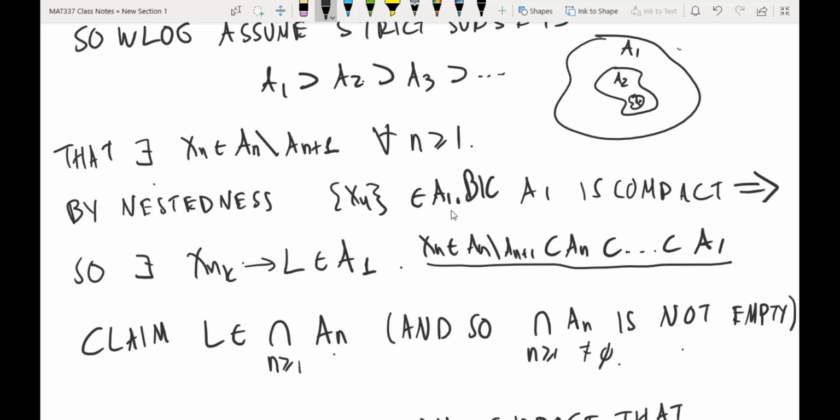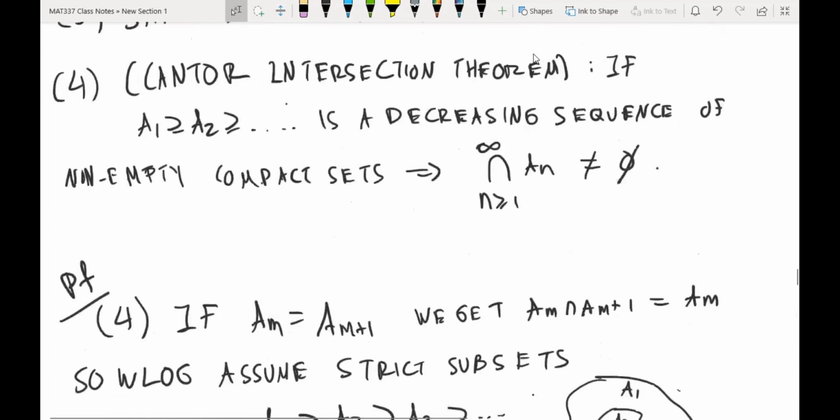Why is that? No, A1. So here we're not talking about A1. A1 compact is given, right? We already know this is an assumption. Is that okay, Sangu? Sangu, is that okay? All right. Anything else?